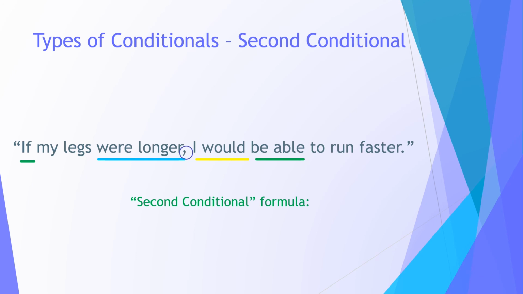So the formula for the second conditional is if plus past simple, then a comma, followed by a pronoun plus would, then a bare infinitive and the rest of the sentence. Now you really can choose to end the sentences however you wish, but the examples I've given, I hope, will become really helpful and give you an idea of how these work.